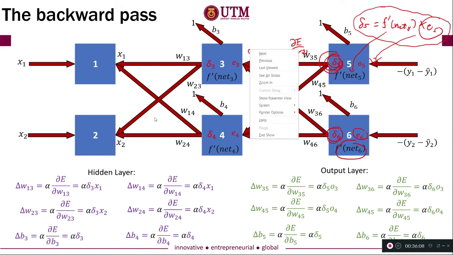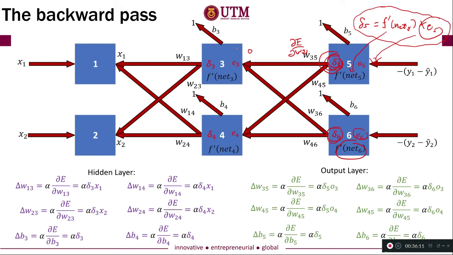If you remember, this node will produce O3, this node will produce O4 during the forward pass. So to find this gradient, you must multiply this one with this one. To find the gradient of this one, you must multiply this one with this one. So you can see this general concept there.